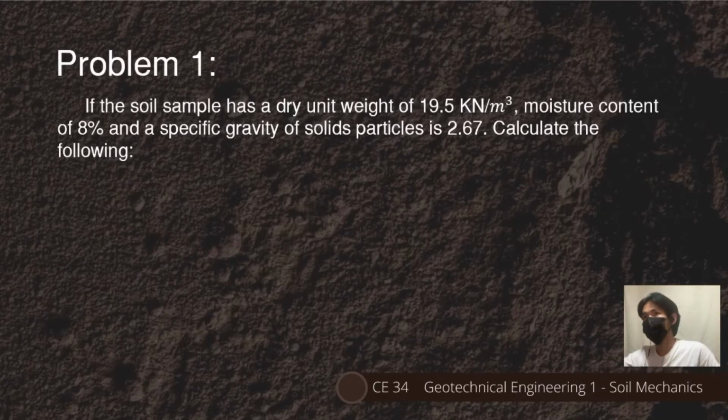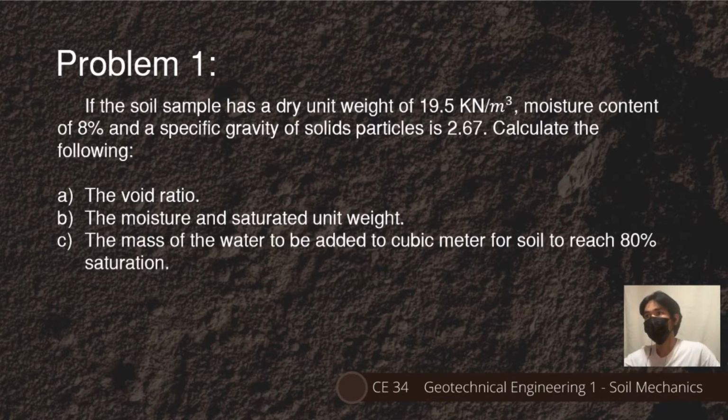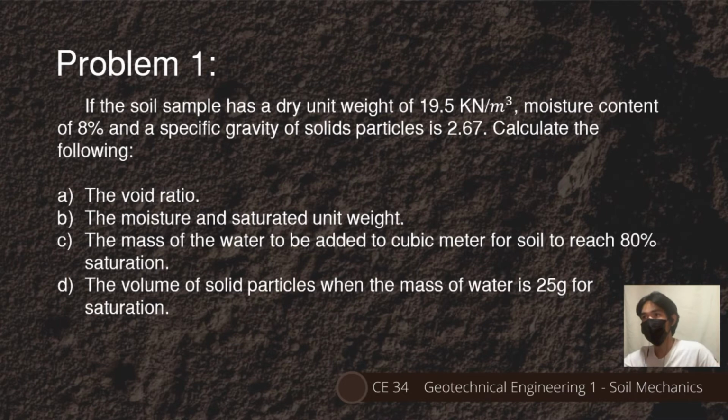Problem number 1. If the soil sample has a dry unit weight of 19.5 kilonewtons per cubic meter, moisture content of 8%, and a specific gravity of solid particles is 2.67, calculate the following: the void ratio, the moisture and the saturated unit weight, the mass of the water to be added to a cubic meter of soil to reach 80% saturation, and the volume of solid particles when the mass of water is 25 grams for the saturation.